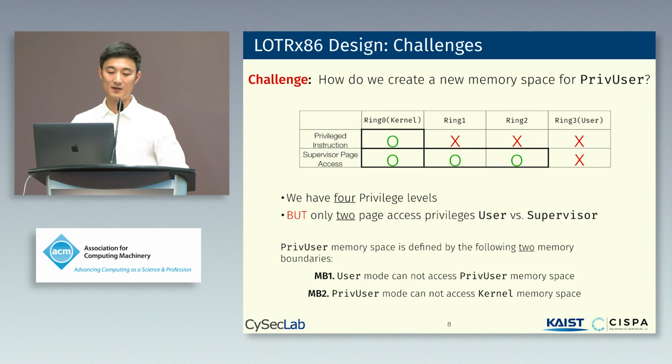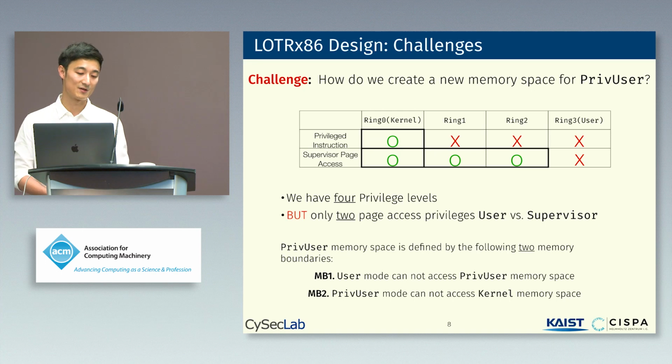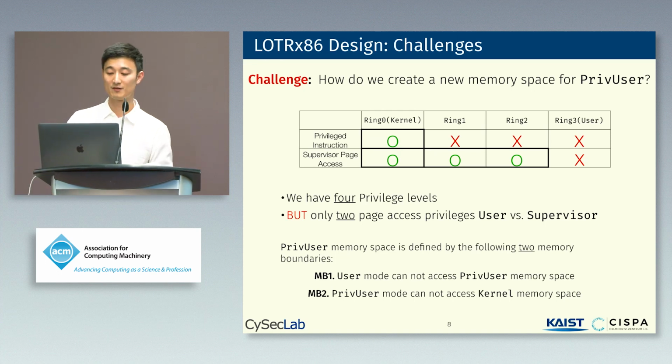So the privilege of each ring is shown in the table. As you can see, the intermediate rings, ring 1 and ring 2, are considered supervisor execution modes, meaning while they do not enjoy the privileged instruction execution right, they can access supervisor memory. As you probably noticed, there is a problem.